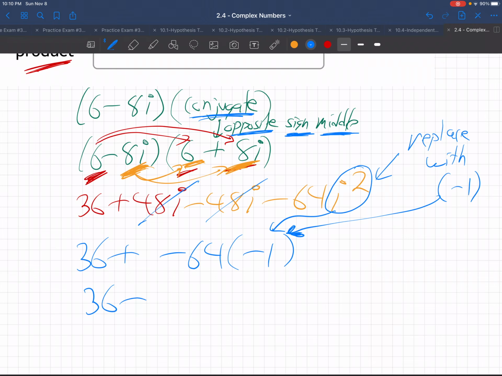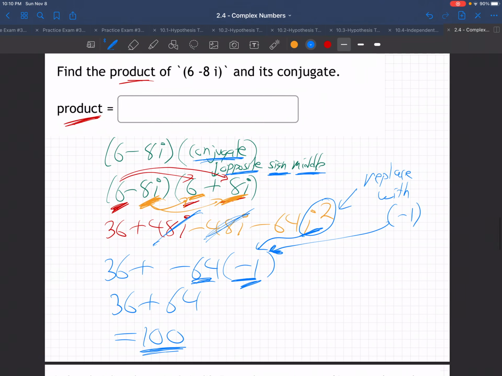Okay, so then what? This is going to be plus 64 because negative times negative is positive. Then we can add these up. This is a nice clean 100. Done. No more i. Notice the i's dropped out here, and then i squared we replaced with negative 1, so it just came to be a real life number, 100. That's an interesting problem.